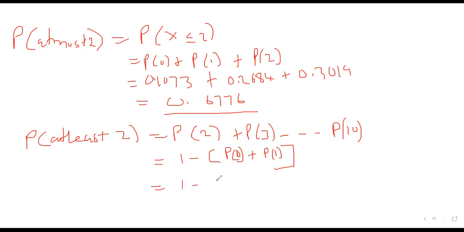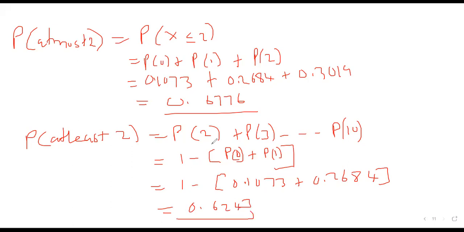So here we have 0.1073 plus 0.2684. This is what will give us the probability of at least 2. So in this case, 1 minus 0.1073 minus 0.2684. We get 0.6243.